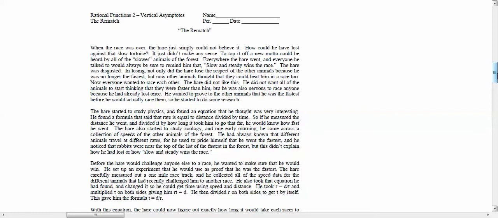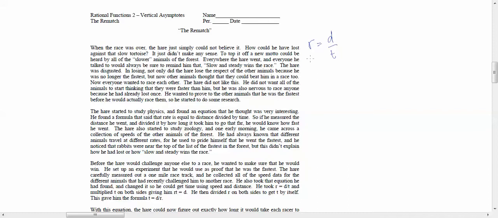It's a cute story. Basically, the hare studies physics, and he figures out that rate. Okay, I want the small pen, and I'm going to do blue. And rate is equal to distance over time.